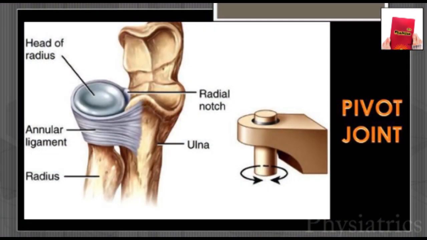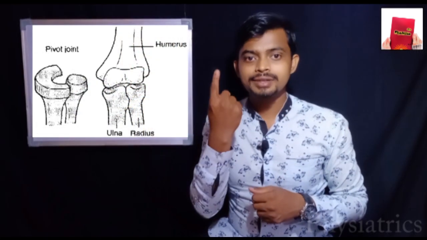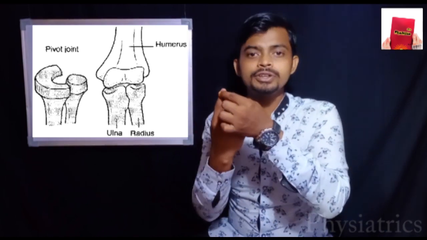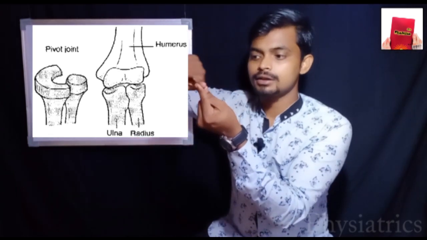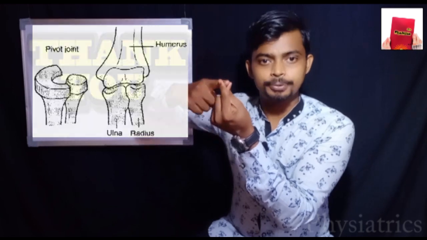Then the next joint is a pivot joint. This kind of joint provides rotational motion, which is present in the radioulnar joint, where one bone is like a cylinder and the other bone is like a clip which fits onto the cylinder. The movement occurs in this pattern, like a cylinder moving inside a clip.